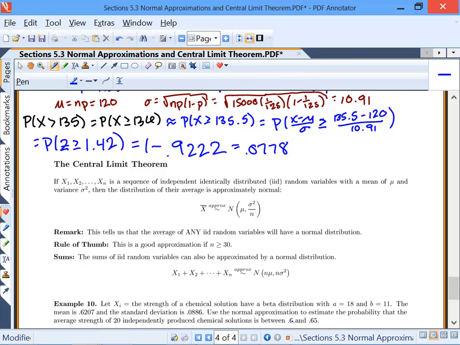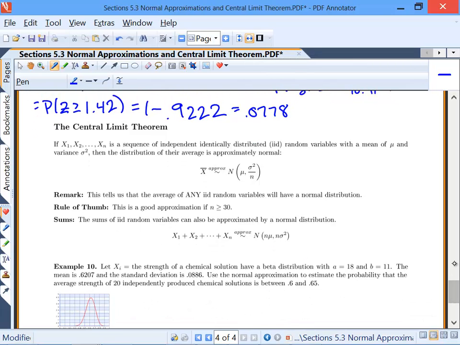And we can also do it with sums. So this is the average, but you could do it with the sum. So x1 plus x2 up to plus xn is going to be approximately normally distributed with a mean of n times mu and a variance of n times sigma squared. And again, that works for any IID random variables.